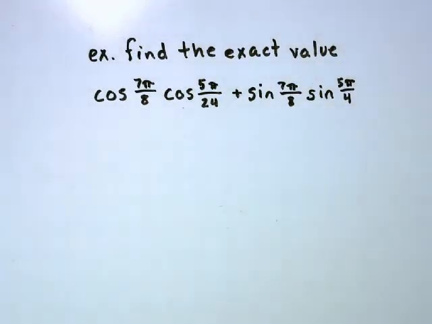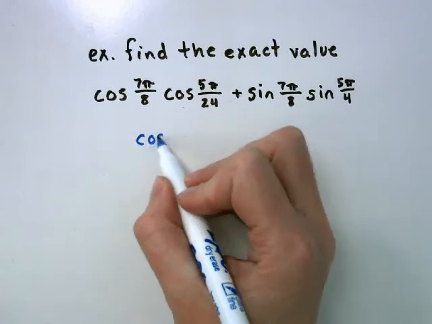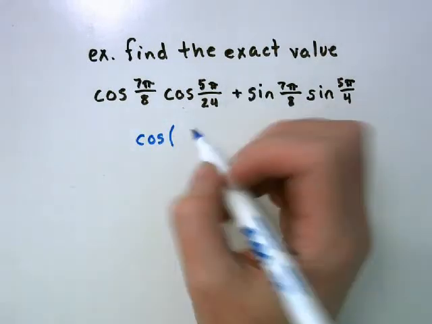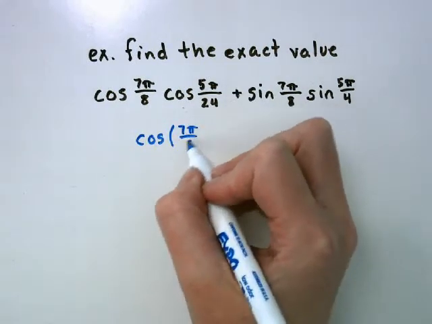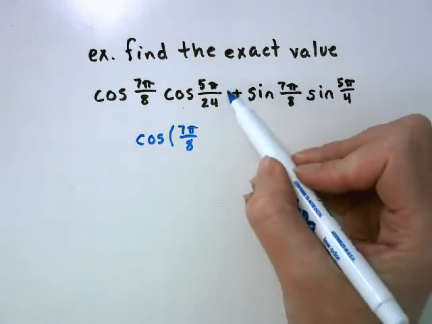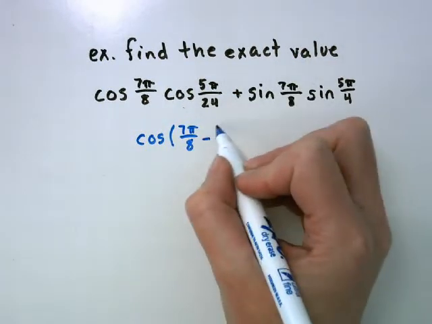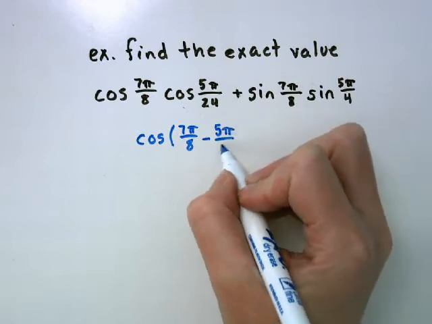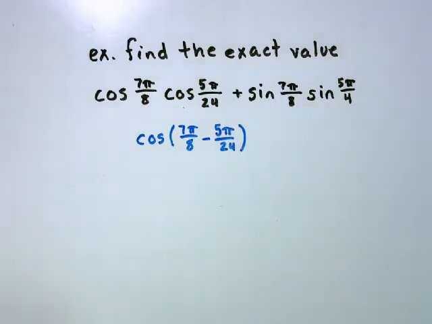So now we're going to find the exact value of this odd expression. So what we need to do is decide which sum or difference identity we're looking at here. If we look at our formula sheet, if it's a cosine, then that's the identity for cosine. So this is going to be cosine of 7 pi over 8. If this is a plus, that means this is a minus. 5 pi over 24.